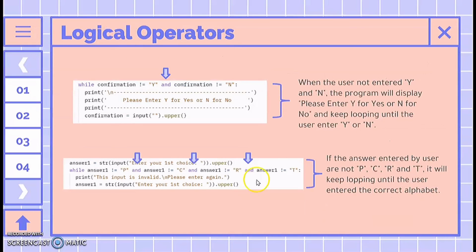The last operator here is the logical operator. One of the examples is when the user does not enter Y and N, the program will display please enter Y or N and keep looping until the user enters the correct answer. And the other example is if the answer entered by the user is not P, C, R, and T, it will keep looping until the user enters the correct answer.